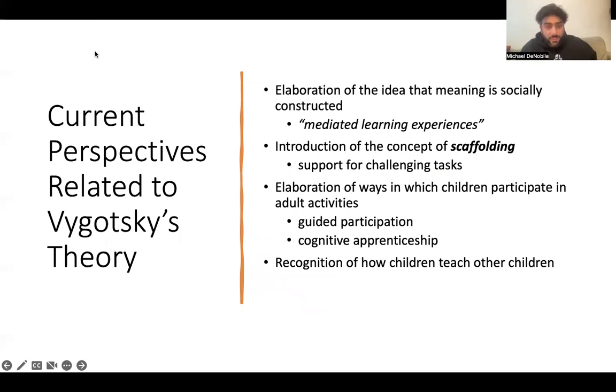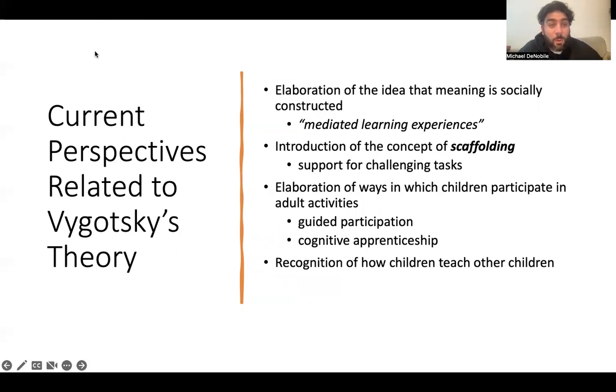Current perspectives related to Vygotsky. Elaboration of the idea that meaning is socially constructed. This is where we call mediated learning experiences. That's where mediation, his concept of mediation, comes in. Introduction of the concept of scaffolding.